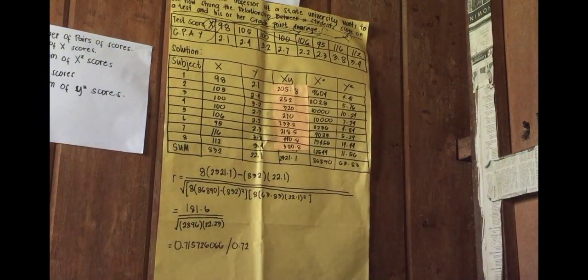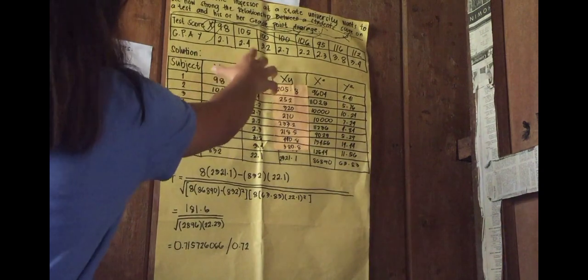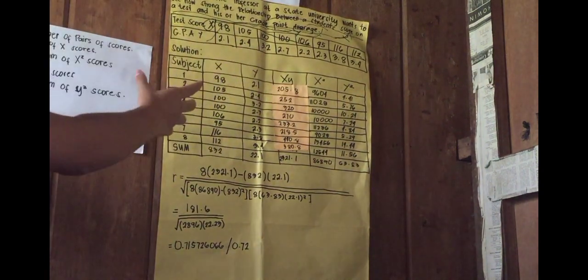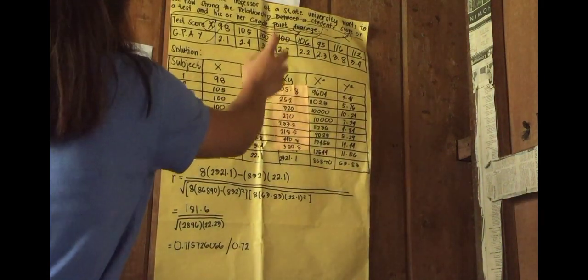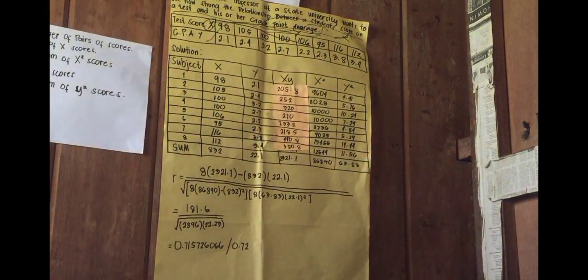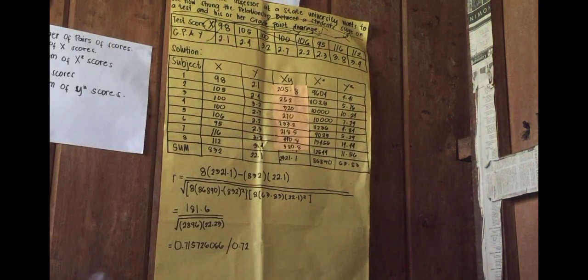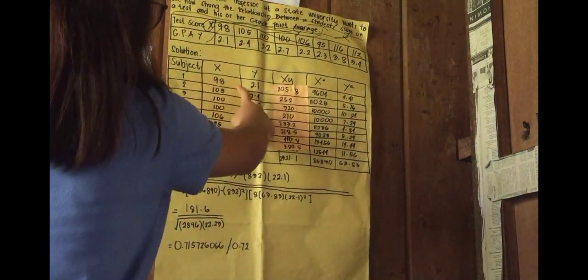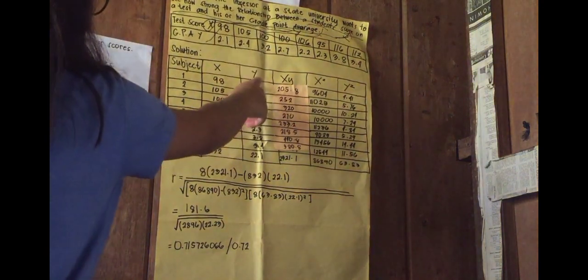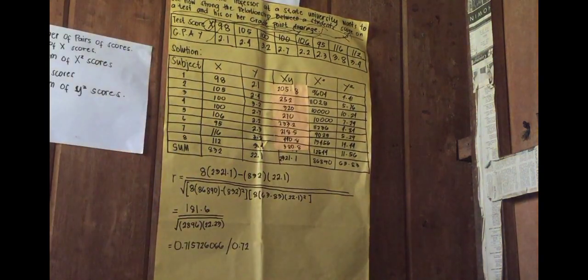We multiply x and y. So 98 times 2.1. I calculated it using a scientific calculator. So this is the answer for subject 1: 98 times 2.1 is 205.8.